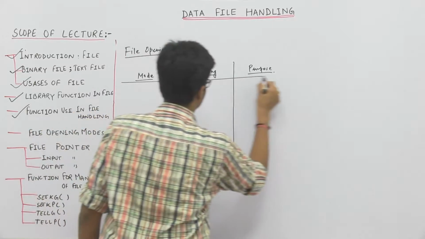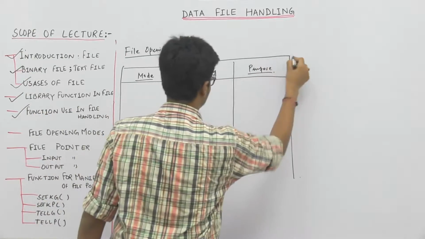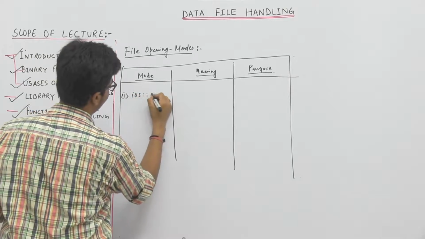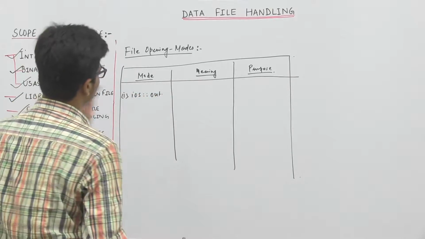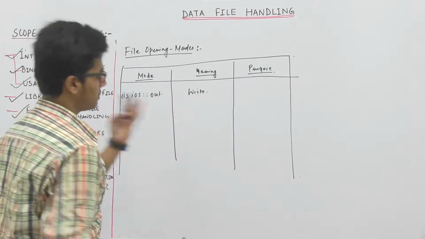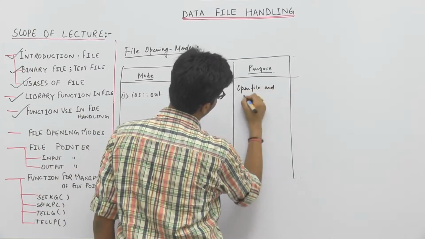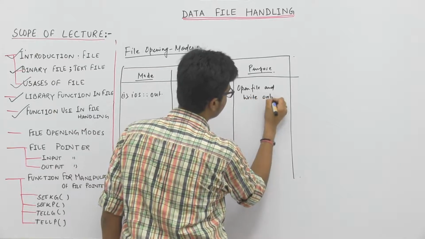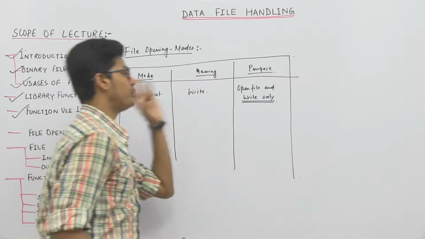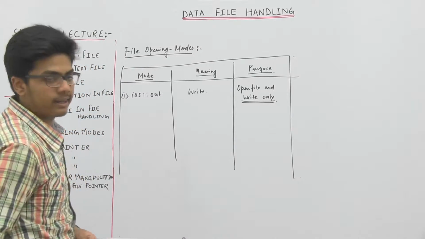So here, the first mode is ios::out. The meaning of this mode is to write. The purpose is to open a file and write only. Write only means if we use this mode, then we have to open a file and only write. No need to read the file, no need to read a single character from a file.